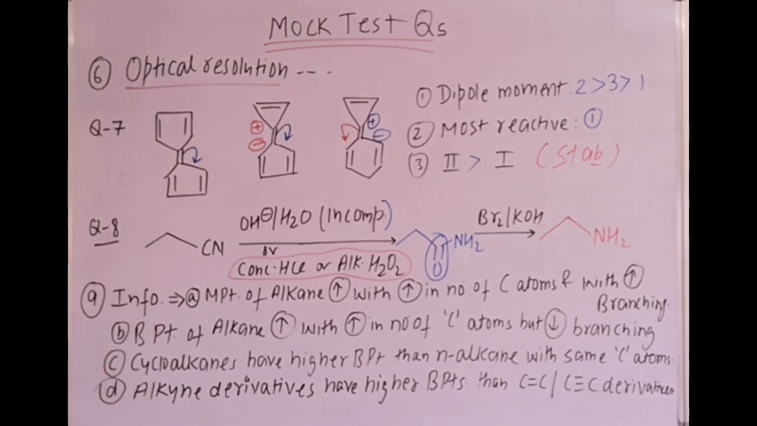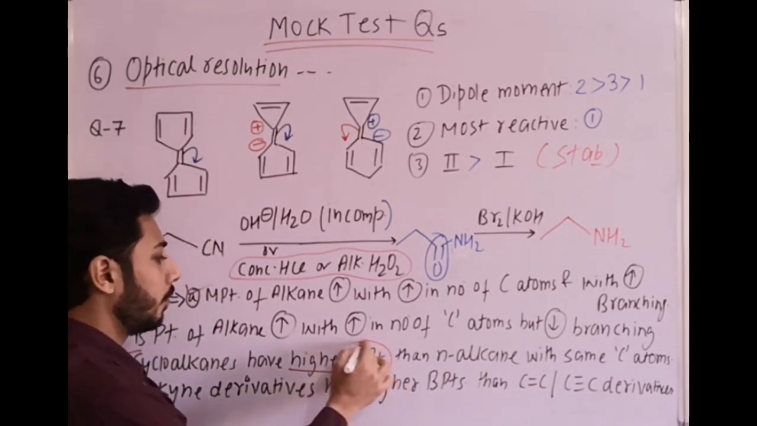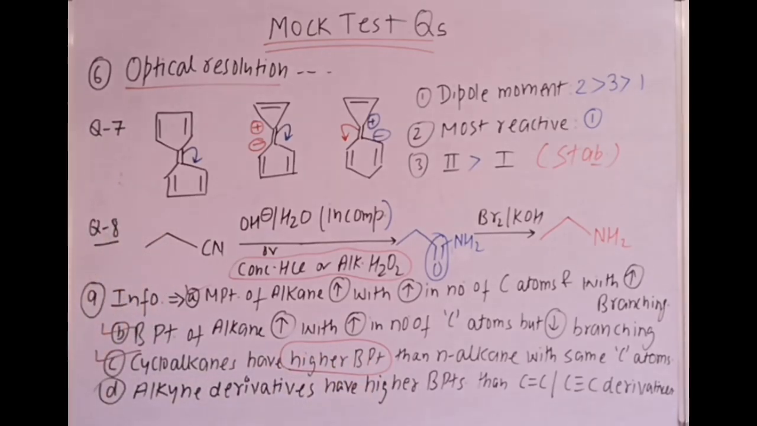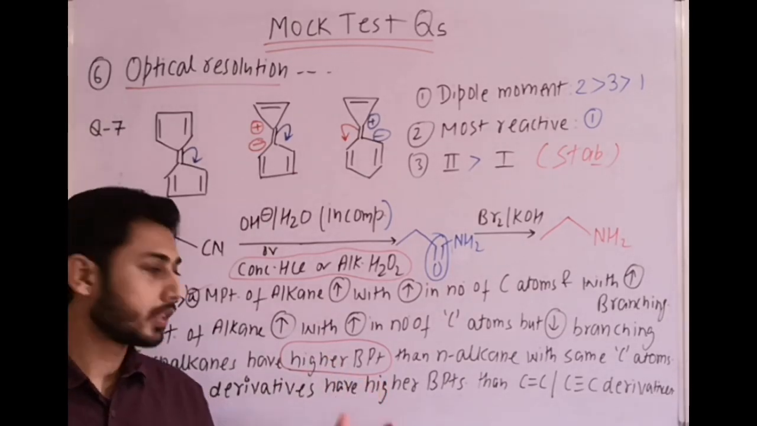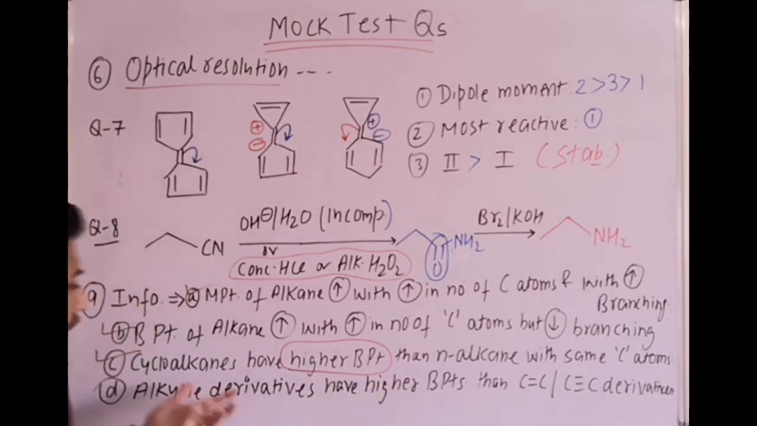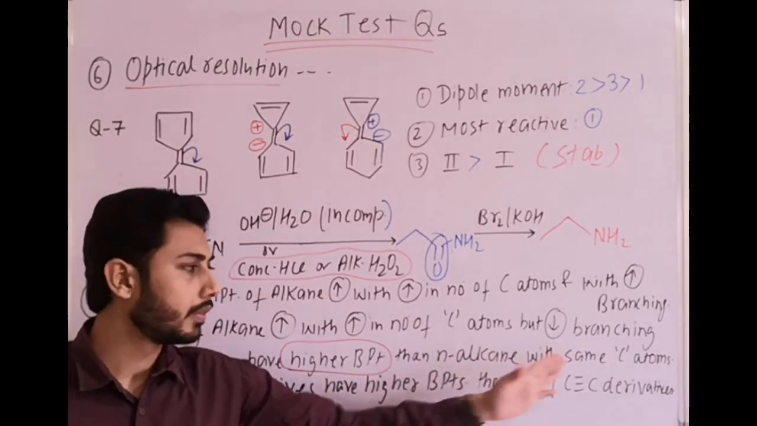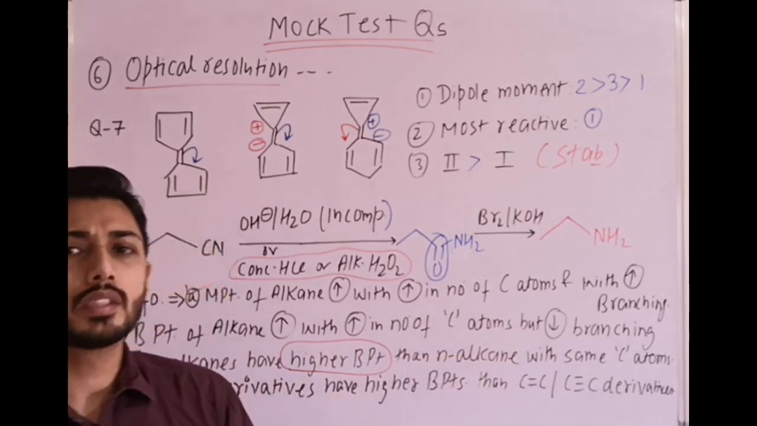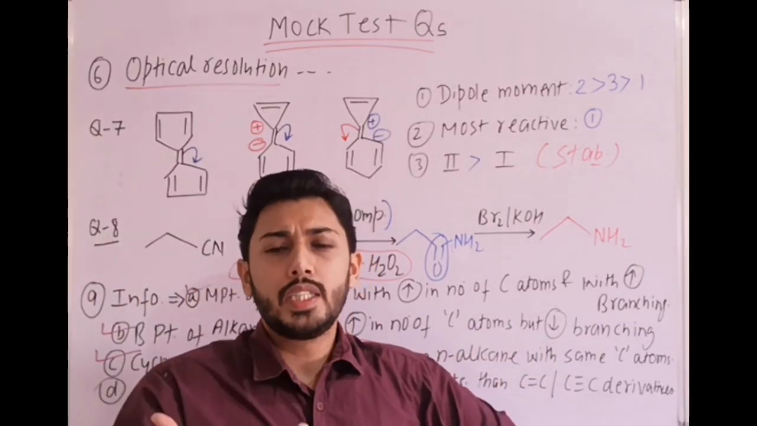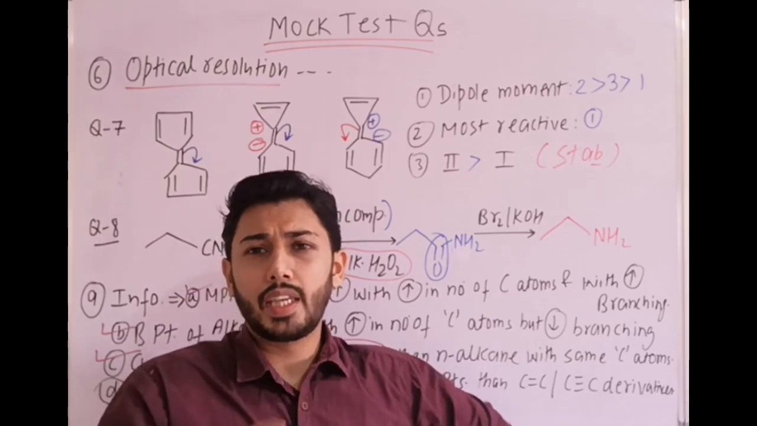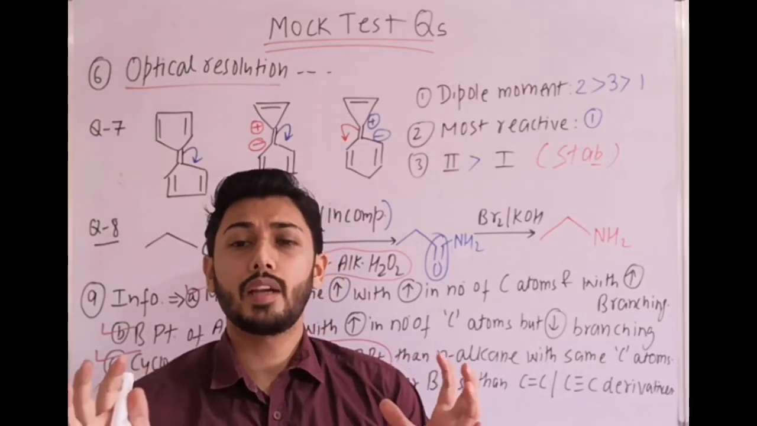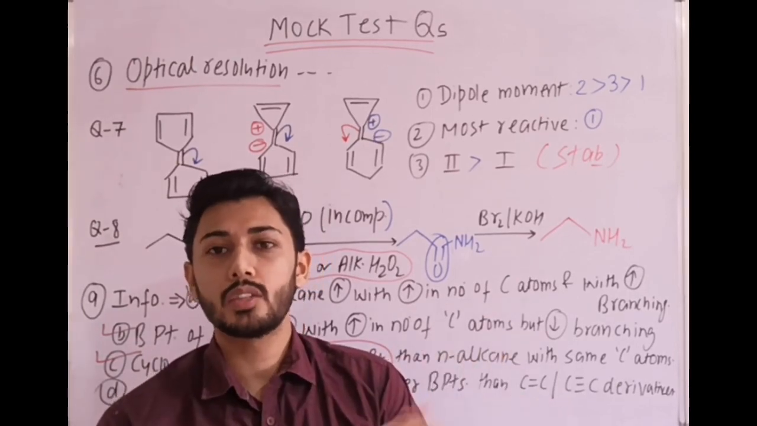The third point is totally different: cycloalkanes have higher boiling point. This information, if you know, very good. If you do not know, then in this time you can add such points, or you can keep such points as screenshots that you keep revising on a regular basis. This point is: cycloalkanes have higher boiling point than normal alkanes having the same number of carbon atoms. The reason given is that cycloalkanes have more compact structures and they pack very well as compared to n-alkanes. So this is one of the reasons.